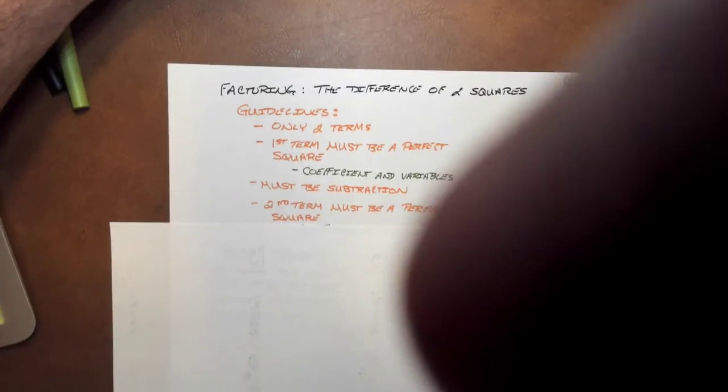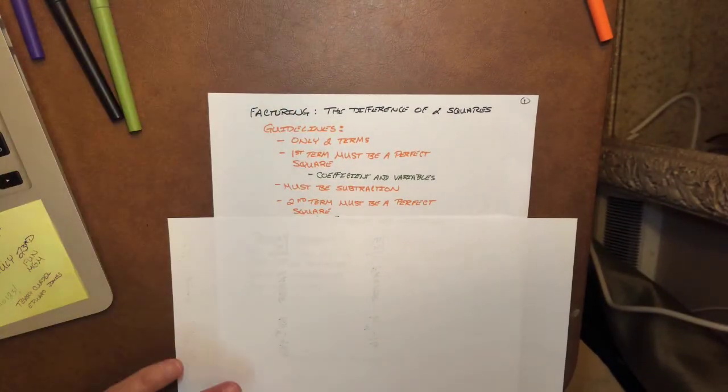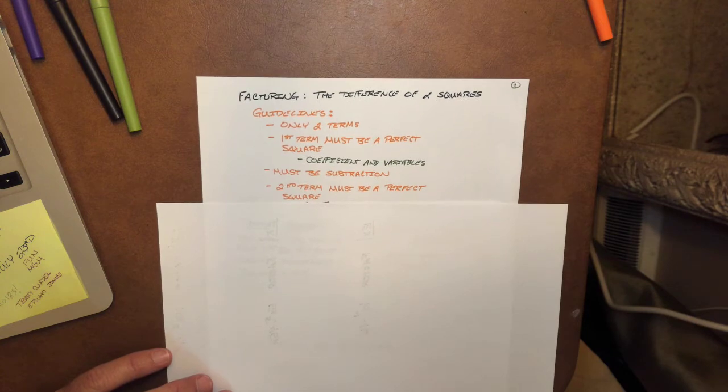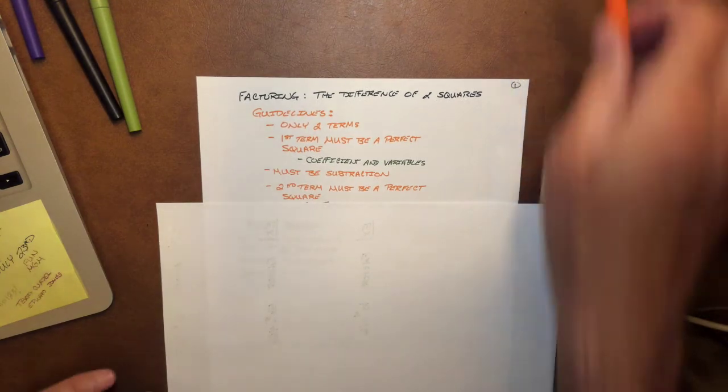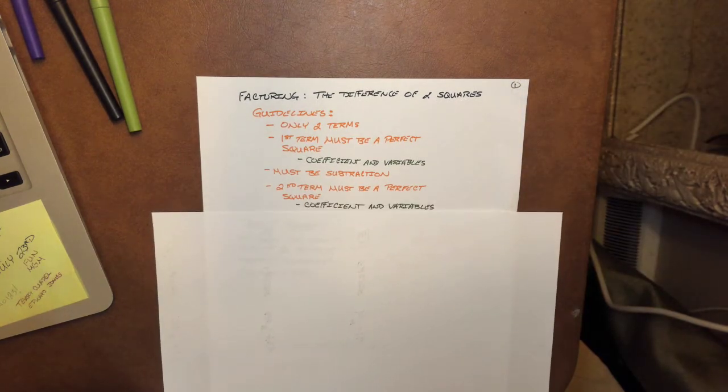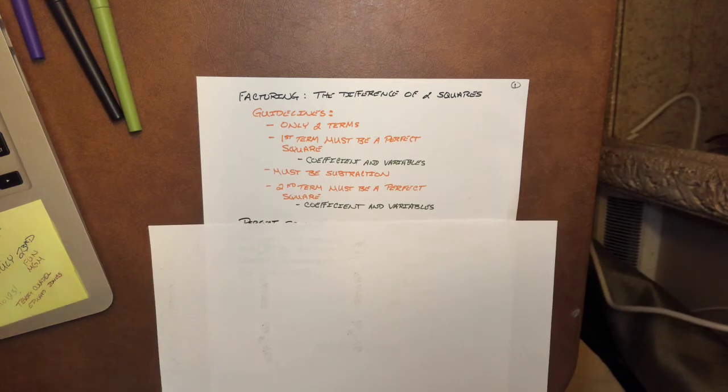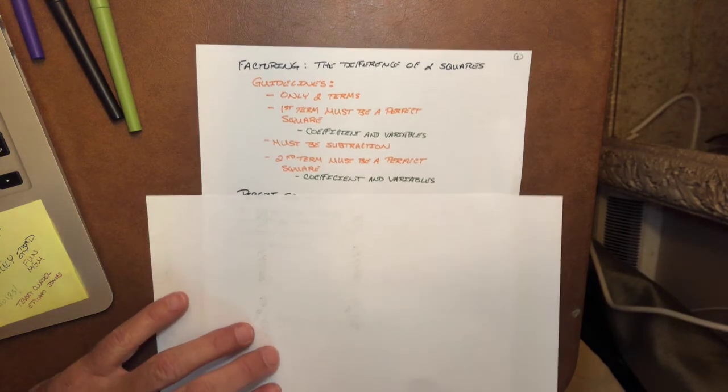Hold on, I want to adjust this real quick. There we go. So as we look through these things, and that's coefficient and variables as well, how do you know when a coefficient, how do you know when a variable is a perfect square? Glad you asked.